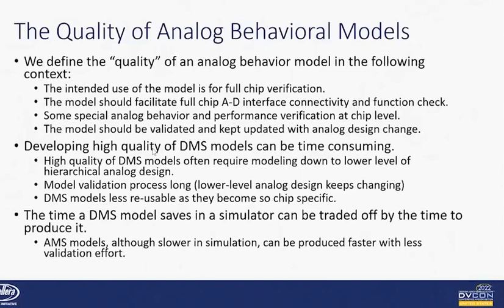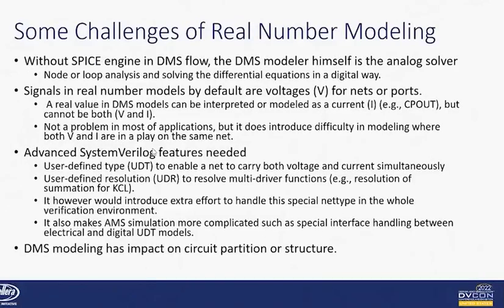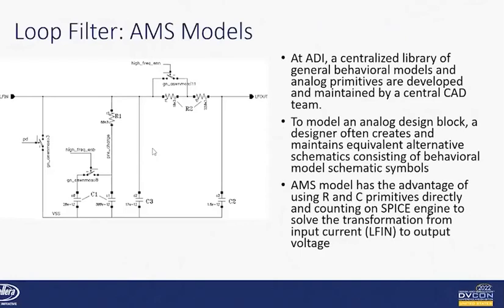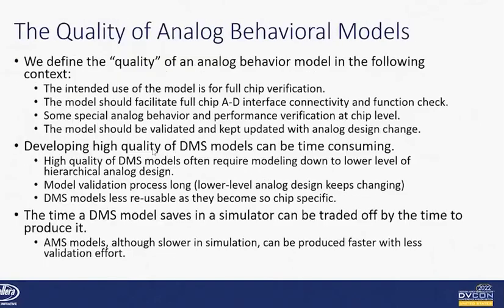The quality of analog behavior models, we have talked about that. So let's talk about the quality of the analog behavior model, because we want to compare the AMS models and the DMS models. So in the paper, we define the quality of analog behavior models in this context. First, we want to say the model will be used for full chip verification, because we're not talking about a model for, say, design phase, like top-down design. It is mainly for the full chip verification.